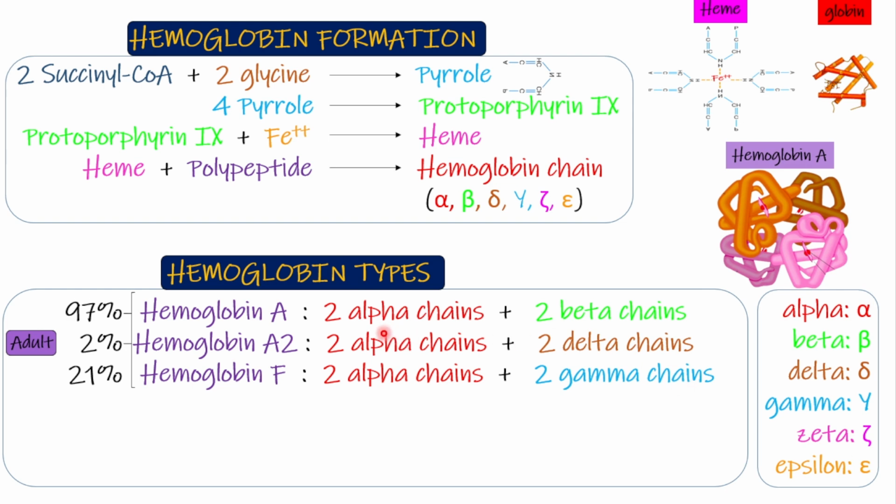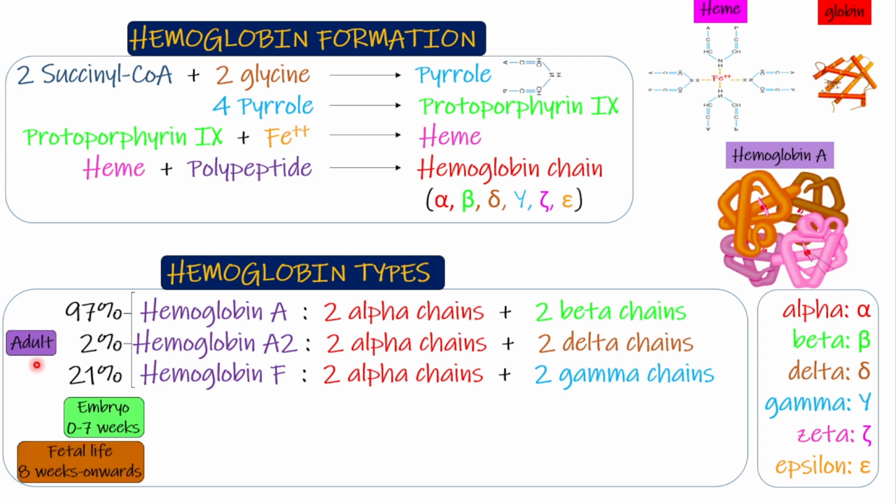Okay, so what is common in all the hemoglobin molecules in adult life is that hemoglobin A, hemoglobin A2, and hemoglobin F all have 2 alpha chains. Now the difference is in the other 2 chains. Hemoglobin A has 2 beta chains, hemoglobin A2 has 2 delta chains, and hemoglobin F has 2 gamma chains. You have to remember the different types of chains in the different hemoglobin molecules. I'm talking about adult life.